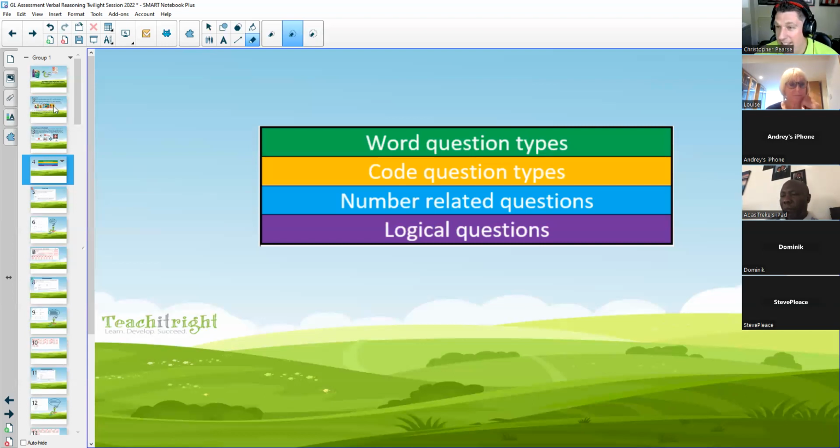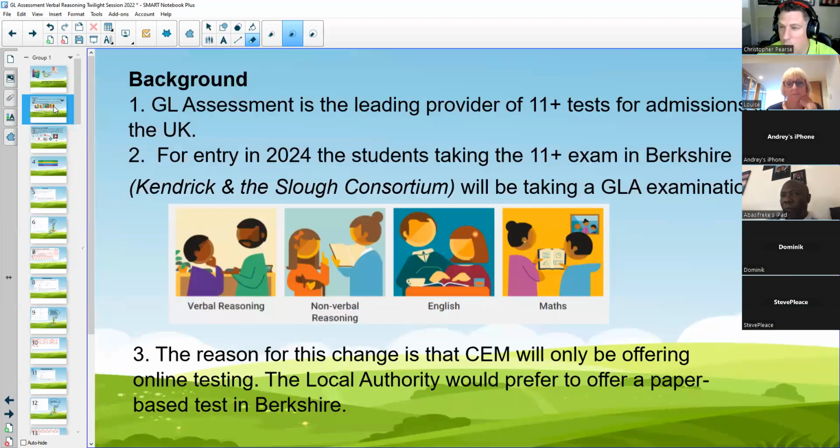Just again, where this has very much stemmed from, we know that for children going for the Buckinghamshire and the Berkshire test, including Kendrick and the Slough Consortium, not Reading Boys, of course, but for Kendrick and the Slough Consortium, children will be taking a GL Assessment test. And that obviously has moved away from CEM. And this change we made back in block 3. So we've been going through this for quite a few of those students that were already doing CEM from September. We reverted then to GL.